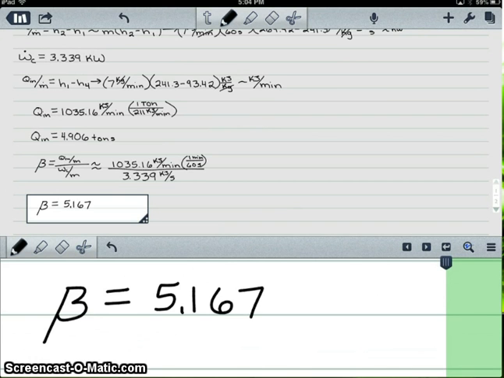And that's all we have for this video. Again, all equations can be found in Fundamentals of Engineering Thermodynamics, 7th edition, by Moran and Shapiro.